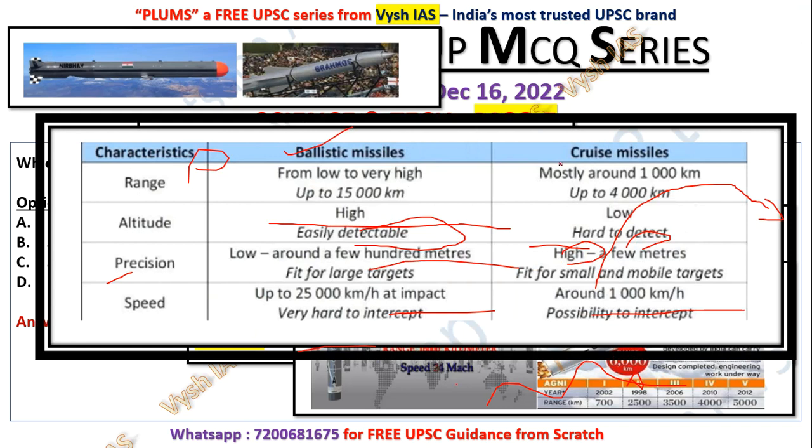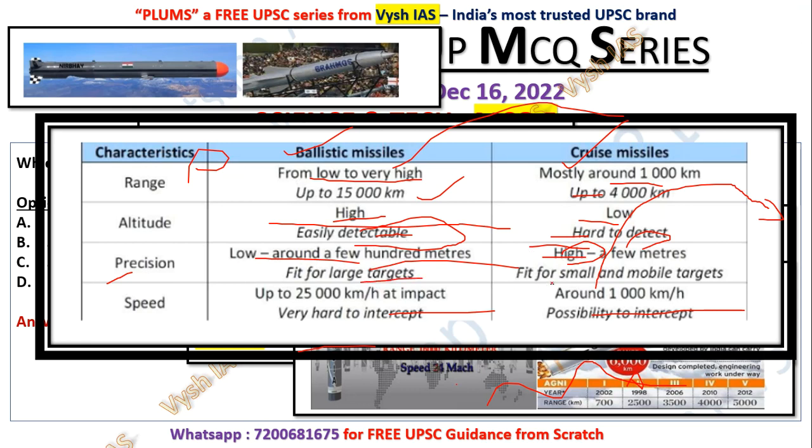And if you see the differences between ballistic and cruise: ballistic range is low to very high, up to 15,000 km, while cruise is mostly around 1,000 km up to 4,000. So range is high for ballistic, because you are leaving it to gravity. Then altitude is high for ballistic, but low for cruise. Ballistic is easily detectable, while cruise is hard to detect because it is low flying. Then precision is low for ballistic and high for cruise.